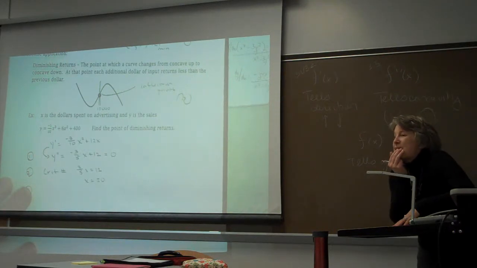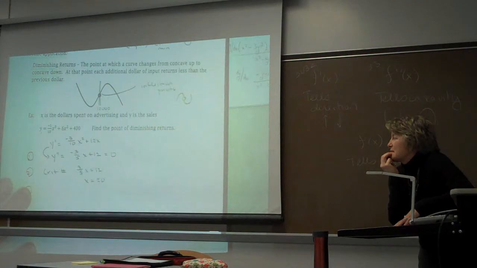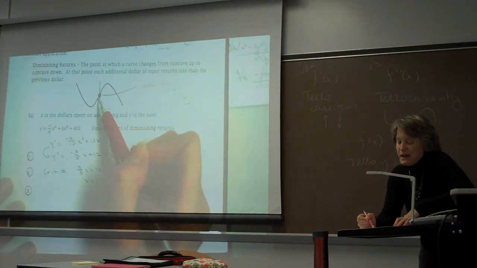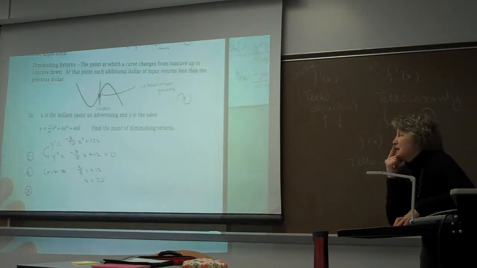Do what? Set it equal to 20. Like negative 3/5 x plus 12 equals 20. Oh, no, I don't want to set it equal to 20. But I see what you're saying. 20 is this value that I think might be the point of diminishing returns. How do I know if it is? If it's this magical point where concavity goes from up to down, what should happen?